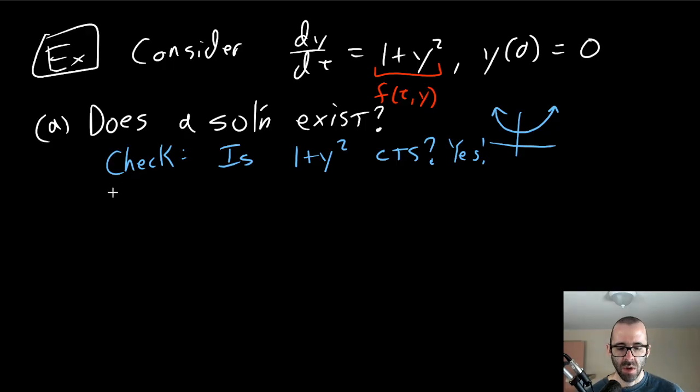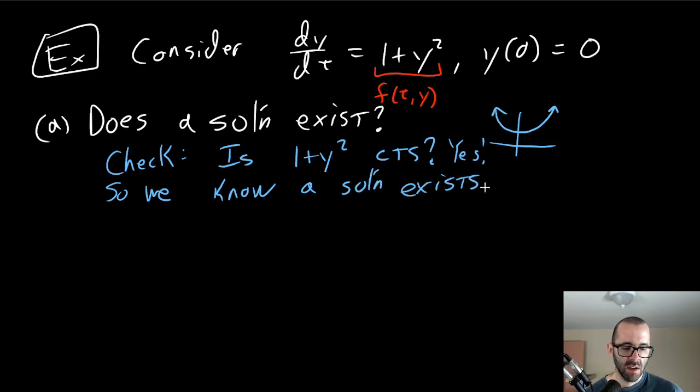So we know a solution exists. We don't even have to find it. We know a solution exists around this point. Cool. It's a little bit more complicated, actually, to find examples of solutions that don't exist.